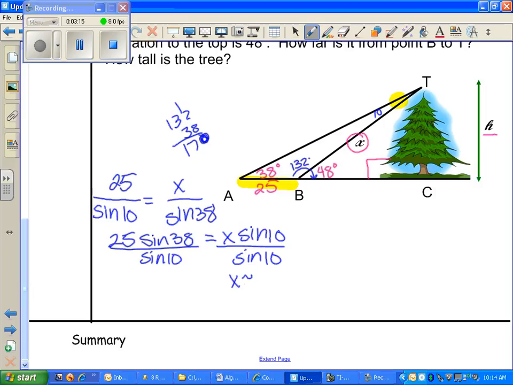So x is approximately, need a calculator. So 25 sine 38 divided by sine 10. 88.64. Perfect. So x is 88.64.